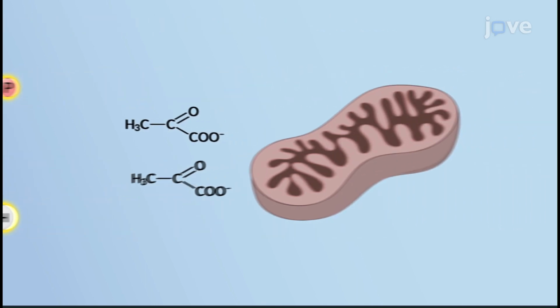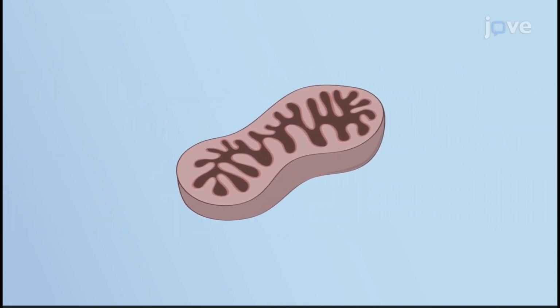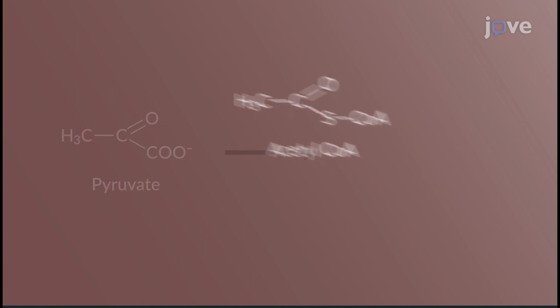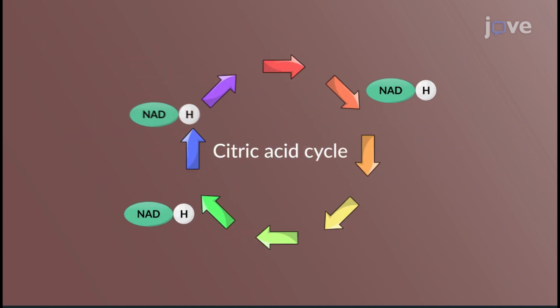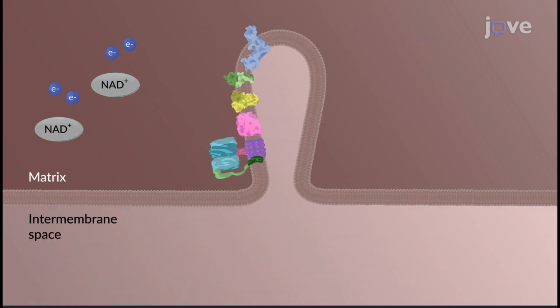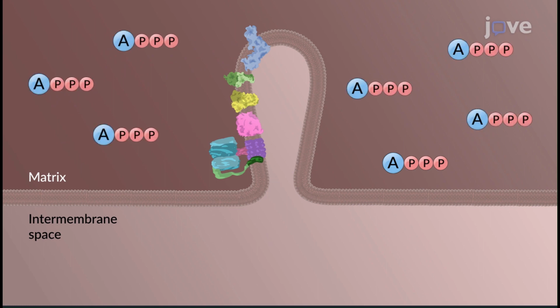So, in the presence of oxygen, pyruvate can enter the mitochondria for further oxidation. Once inside, pyruvate is converted to acetyl coenzyme A, which can then enter the citric acid cycle, producing more NADH molecules. All the NADHs then donate their electrons to the electron transport chain, producing ATP and completing the oxidation of glucose.